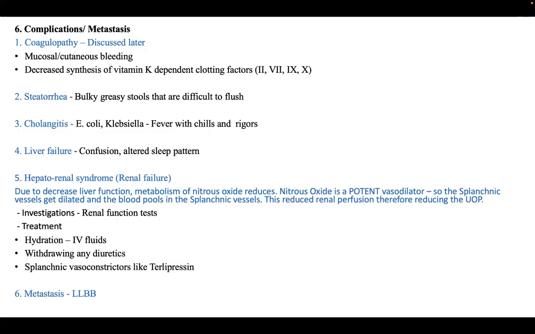So coagulopathy, we discuss this a bit later, but mainly you have to ask about coagulopathy, such as mucosal and cutaneous bleeding. This is due to a decrease in fat-soluble vitamin absorption, so vitamin K deficiency mainly, and it is needed for the clotting pathway. So when there's a vitamin K deficiency, you will have a coagulopathy. So you have to ask this. Then you need to ask about steatorrhea, that is bulky, greasy stools that are difficult to flush.